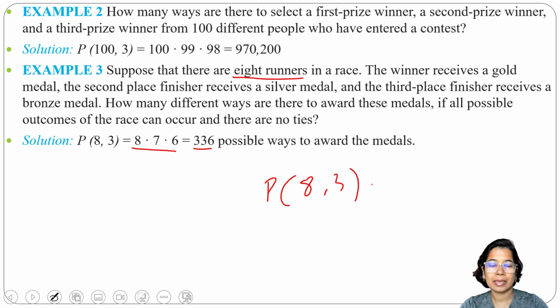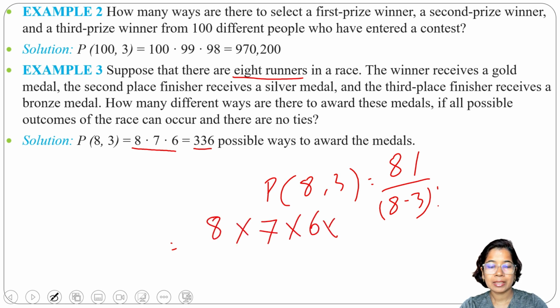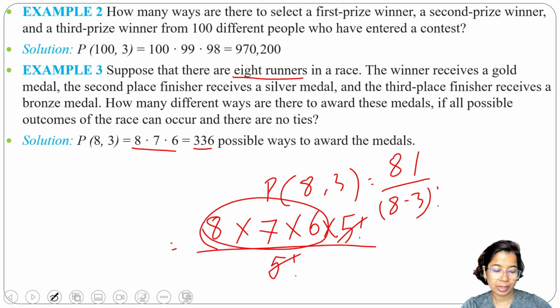P(8, 3) is 8 factorial divided by (8 minus 3) factorial. So 8 factorial you can write as 8 multiplied by 7 multiplied by 6 multiplied by 5 factorial, and 8 minus 3 is 5, so 5 factorial will be cancelled. We find 8 multiplied by 7 multiplied by 6, it's 336.